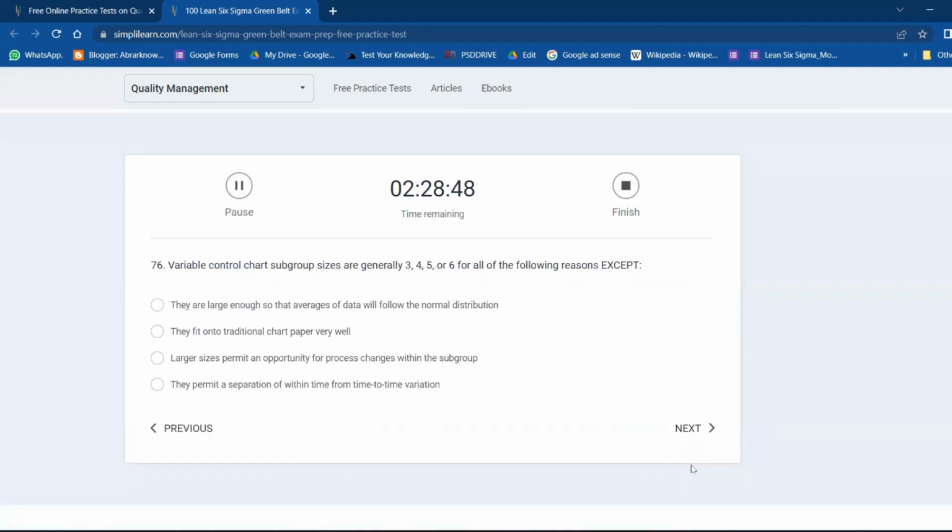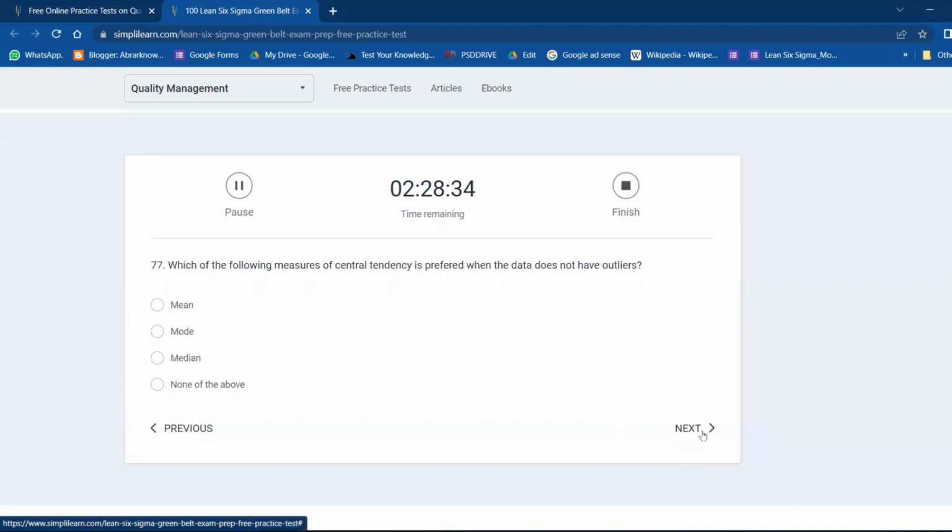The variable control chart subgroup sizes are generally 3, 4, 5, 6 for all of the following reasons except what? They fit onto traditional chart paper very well. Which of the following measures of central tendency is preferred when the data does not have an outlier? When the data does not have an outlier, then we can use mean, no problem.